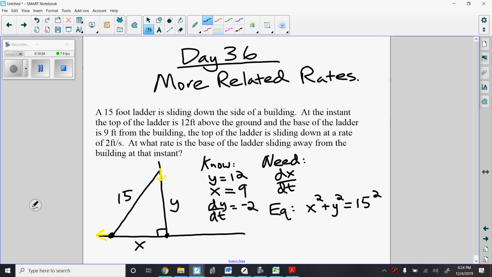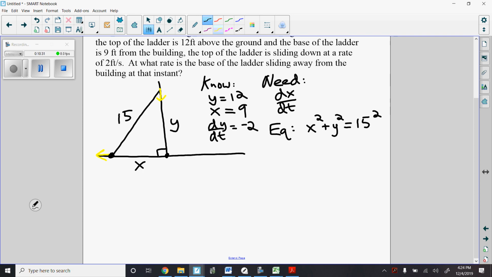Okay, the next thing we need to do now is the derivative. Derivative of x squared is 2x dx dt plus 2y dy dt equals, now come on now, please don't tell me 2 times 15. 15 squared is a number, it's 225. The derivative of a constant is always 0. So this needs to be 0, not 30. Derivative of a constant is always 0.